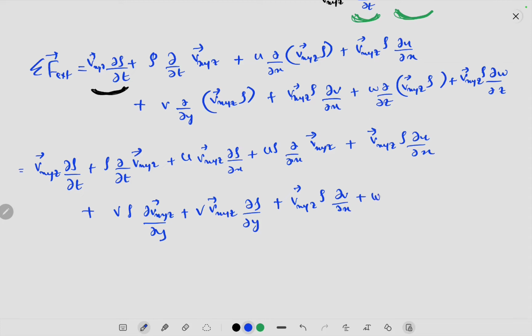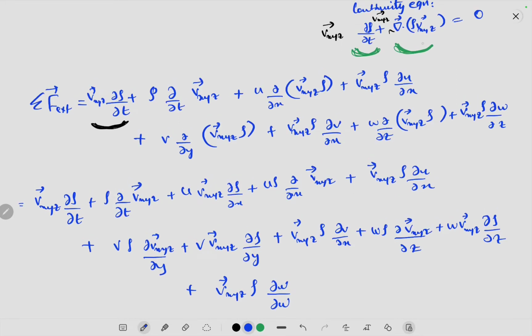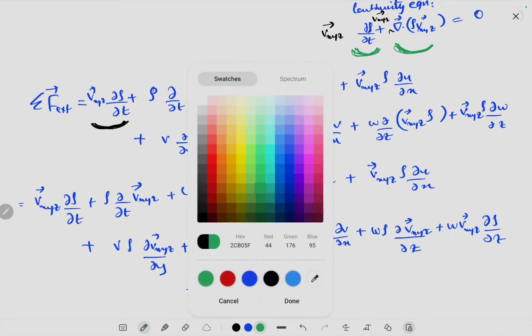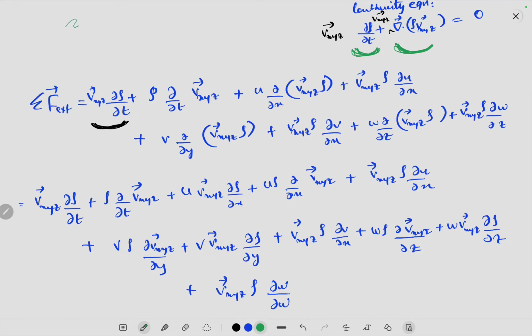What will be this term? This will be w rho del vxyz by del z plus w vxyz del rho by del z plus this term which is vxyz rho del w by del z. Okay, so now let's try to see how we can get this term. Let's first open this term so that it becomes easier for us to see. So this term is vxyz divergence over rho vxyz.